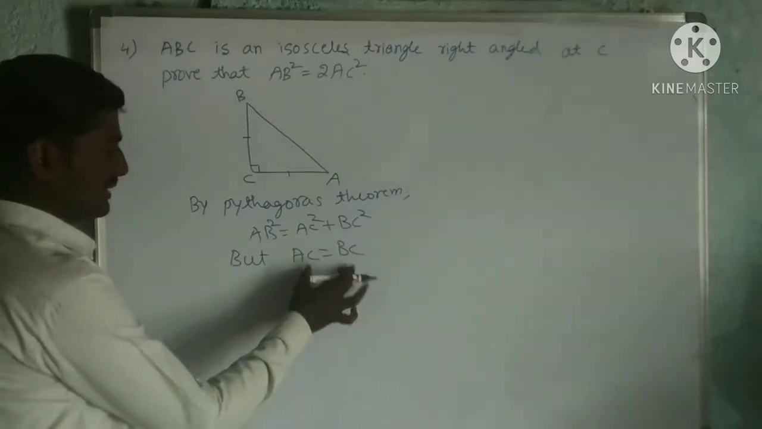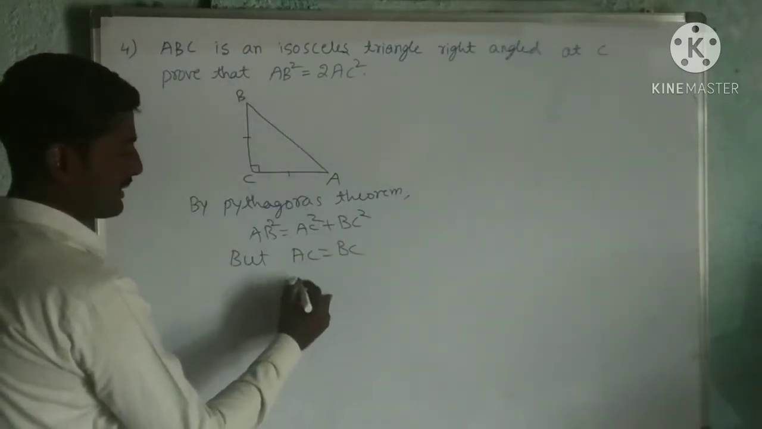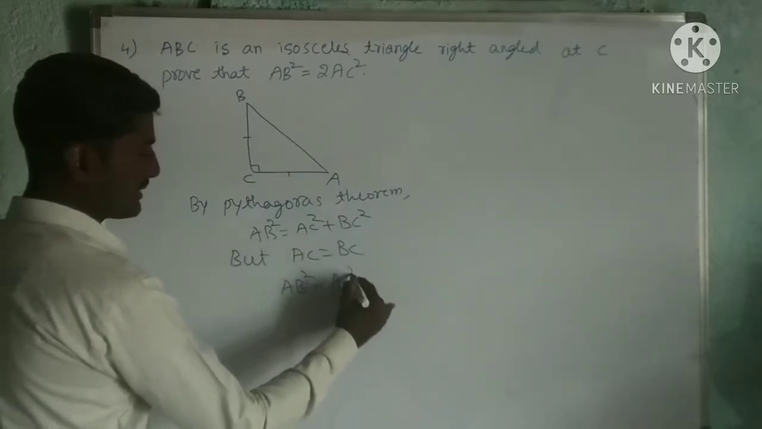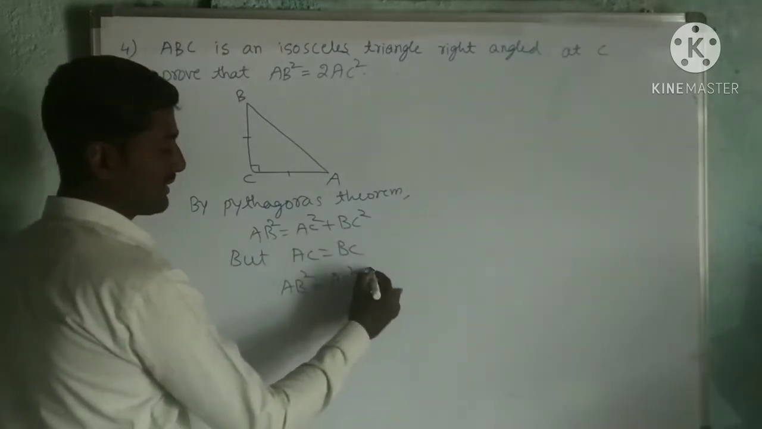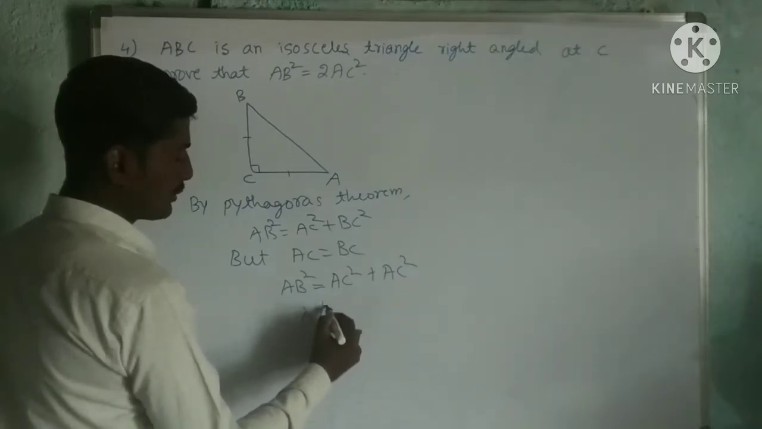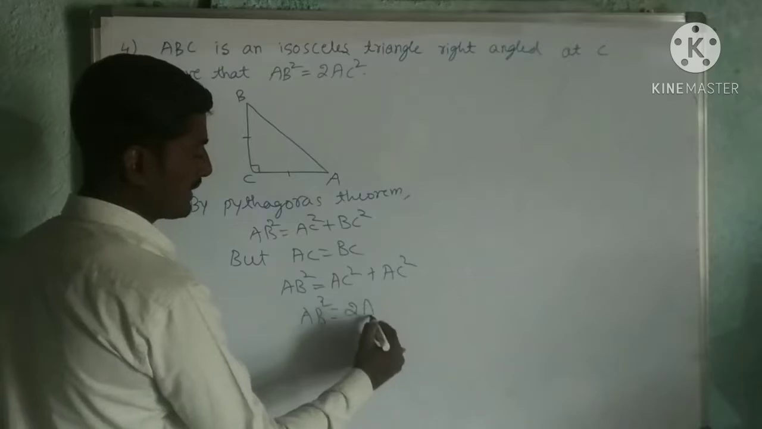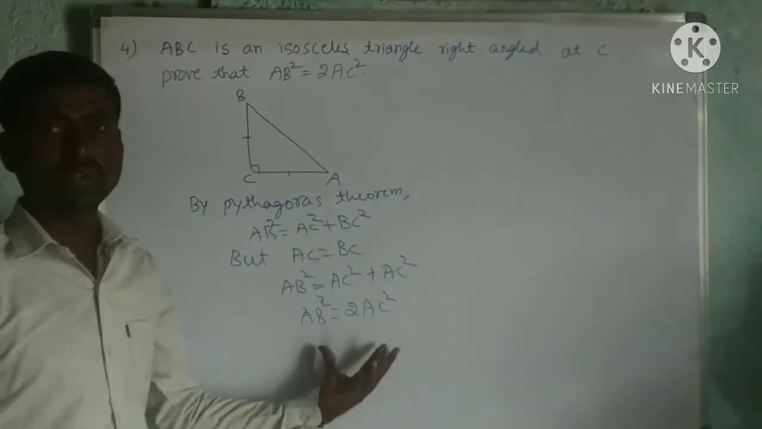Now let us substitute this value here. On the left side, AB square as it is. In place of AC square I will write AC square as it is, plus in place of BC I can write again AC square. Now AB square is equal to AC square plus AC square, that is 2AC square. Hence we proved it: AB square is equal to 2AC square.